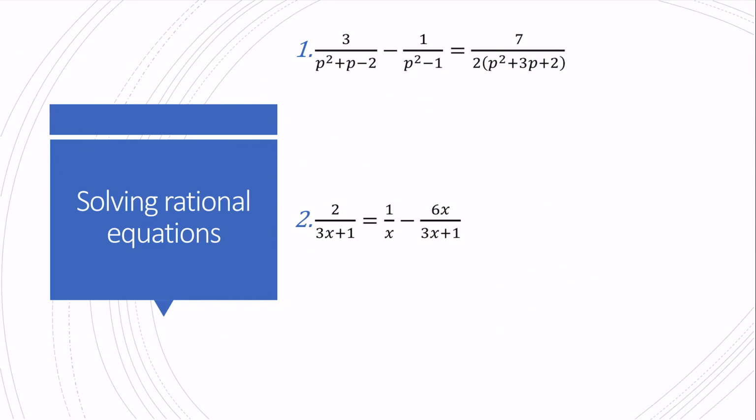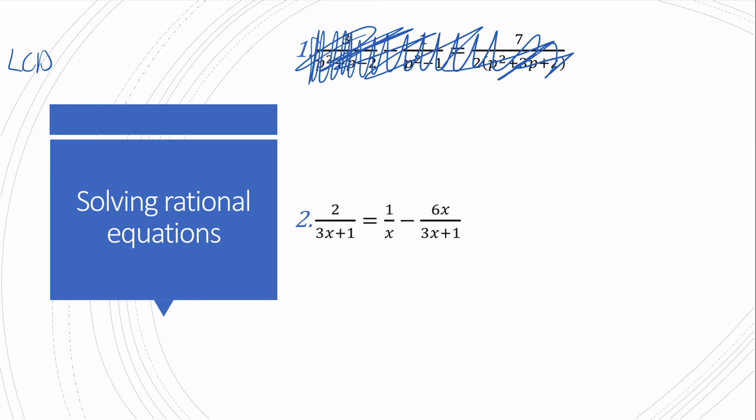Let's go ahead and take a look at this second equation. We can ignore this first one. So I have 2 over 3x plus 1 equals 1 over x minus 6x over 3x plus 1. So my LCD is going to be 3x plus 1 times an x, because I need each of those terms to be present. So I'm going to multiply by x times 3x plus 1 on the left.